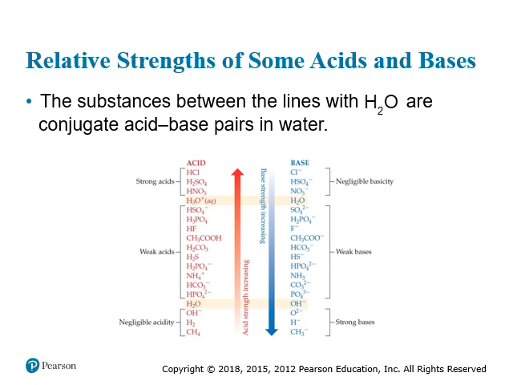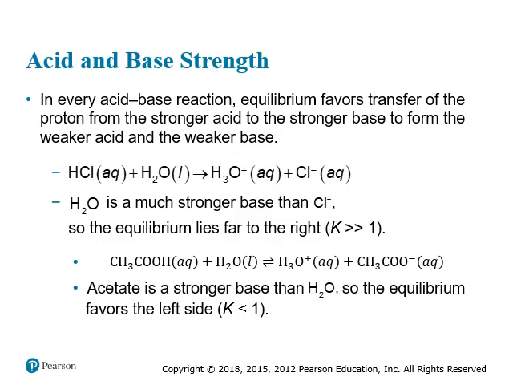As you go down this chart, from left to right, you can see an acid paired up with its conjugate base. In every acid-base reaction, the position of equilibrium is going to favor the transfer of a proton from the stronger acid to the stronger base. In doing so, we're going to see the formation of the weaker acid and the weaker base.